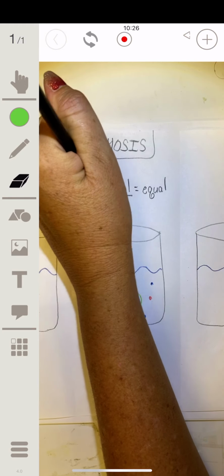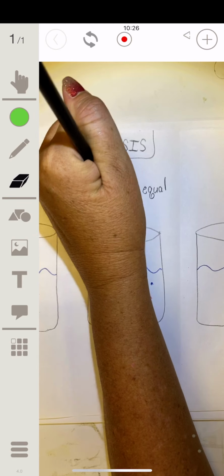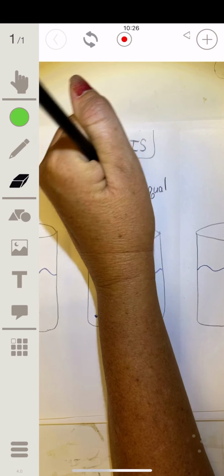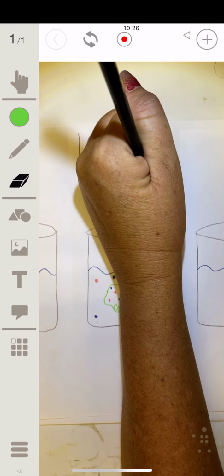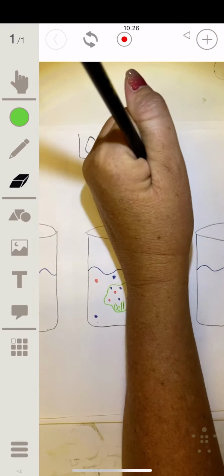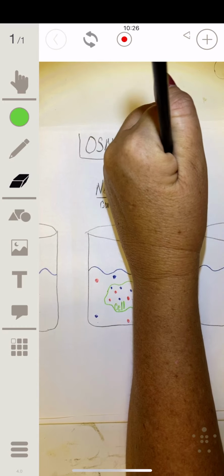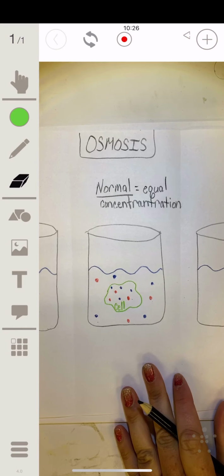Just a reminder, this is all passive movement. Passive means no energy. When you're moving, concentration. It's a big word there.